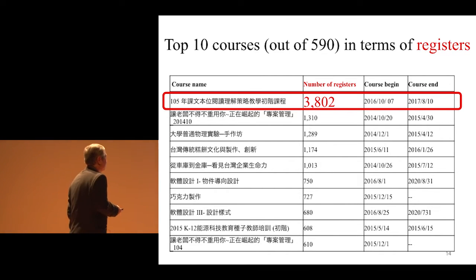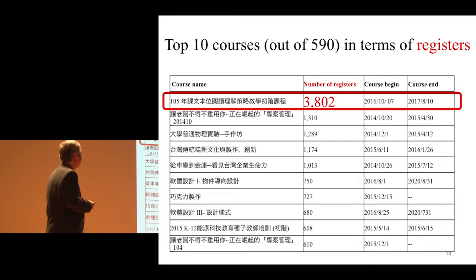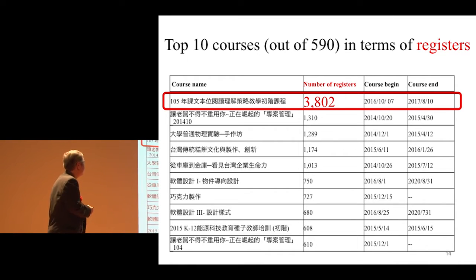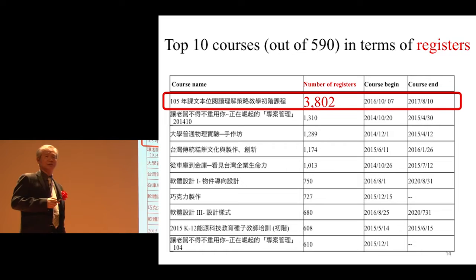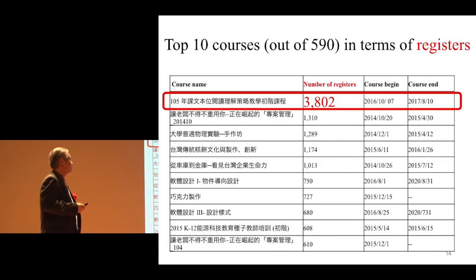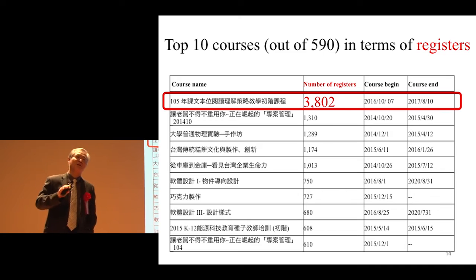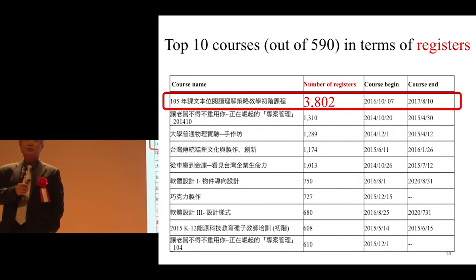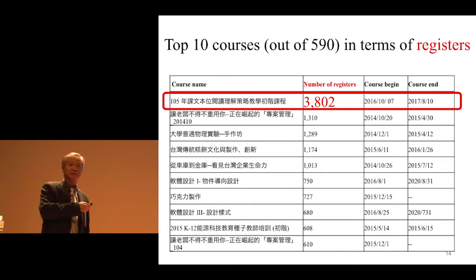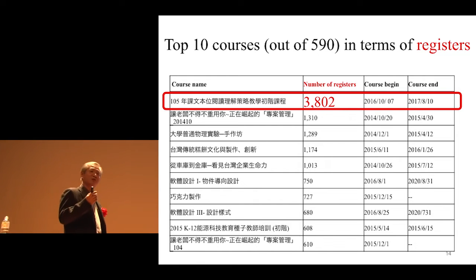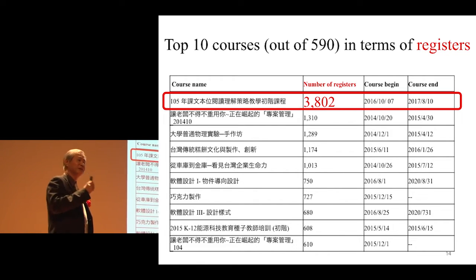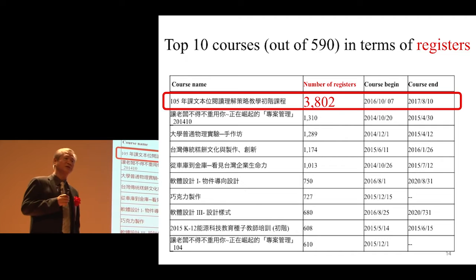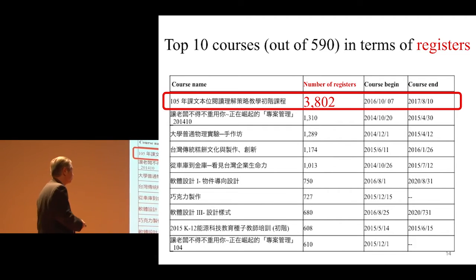And we select the top 10 courses out of the 590 courses in terms of registrations. The number is relatively low compared with others, because these courses are mainly in Chinese. I think in Japan it's the same, right? If it's purely in the local language, then the registration or enrollment in general won't be huge.